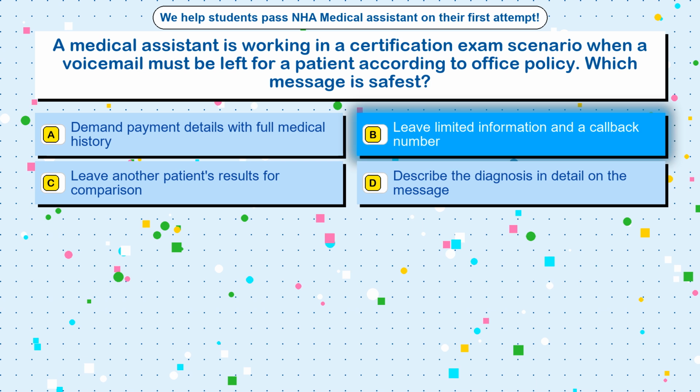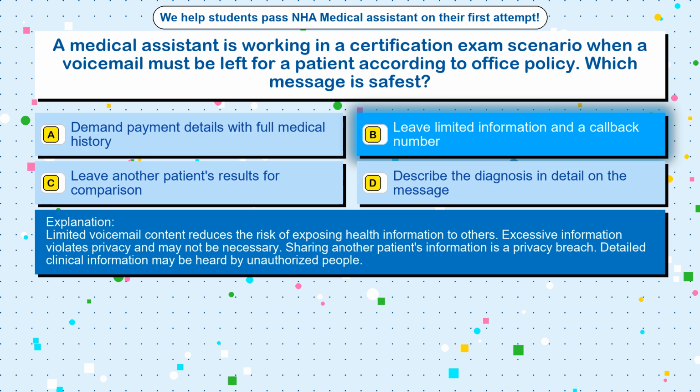The correct answer is option B. Leave limited information and a callback number. Limited voicemail content reduces the risk of exposing health information to others. Excessive information violates privacy and may not be necessary. Sharing another patient's information is a privacy breach. Detailed clinical information may be heard by unauthorized people.